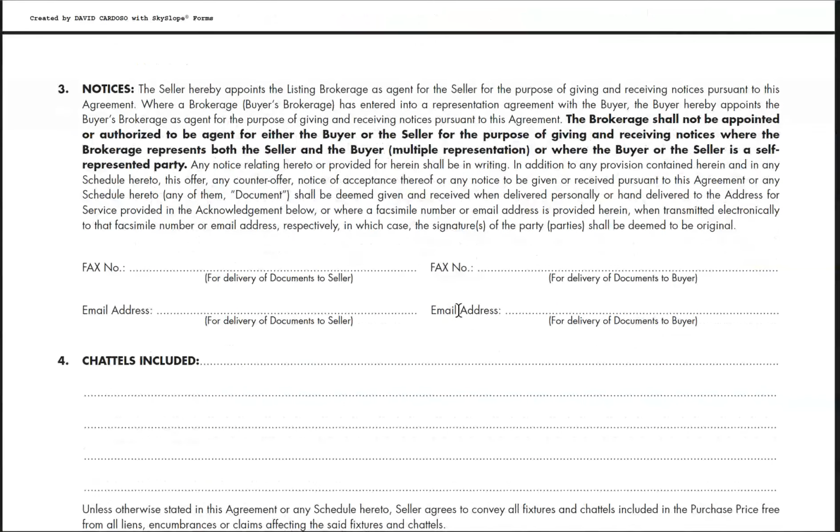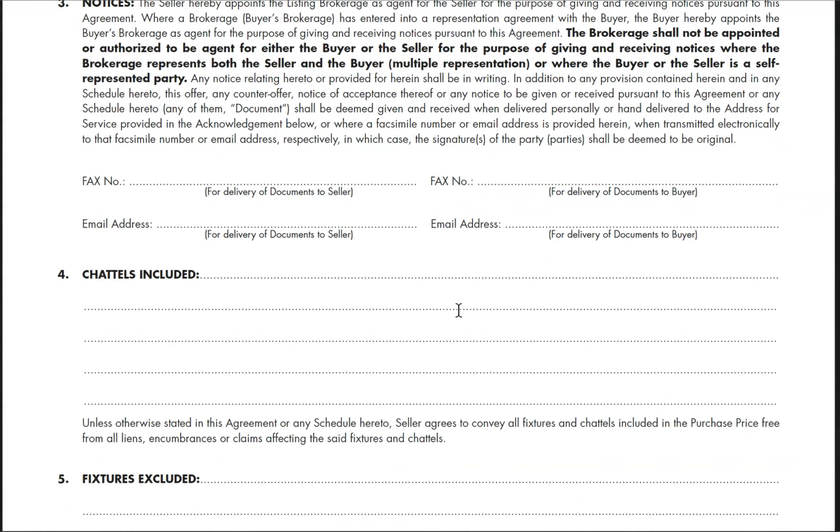Now we have chattels included. Chattels refer to movable personal property that is not permanently attached to the home. Some examples would be appliances like refrigerators, stoves, dishwashers, microwaves, laundry washers and dryers, window coverings, curtains and blinds, light fixtures if not permanently affixed. Another example is chandeliers, if specifically excluded, and outdoor equipment such as barbecues, lawnmowers, sheds. Anything that is movable is where chattels would be.